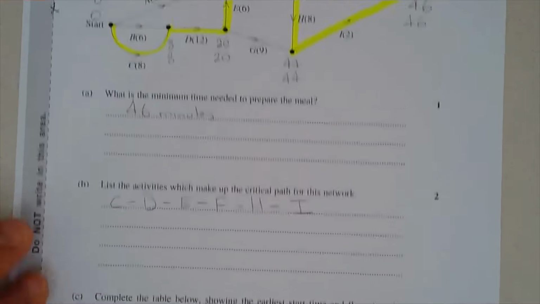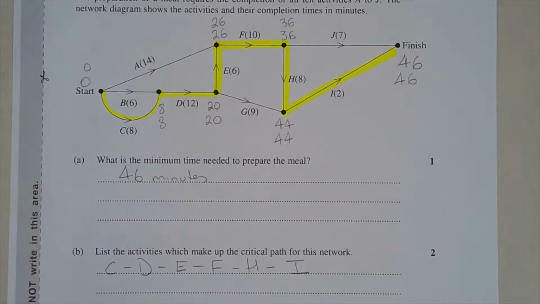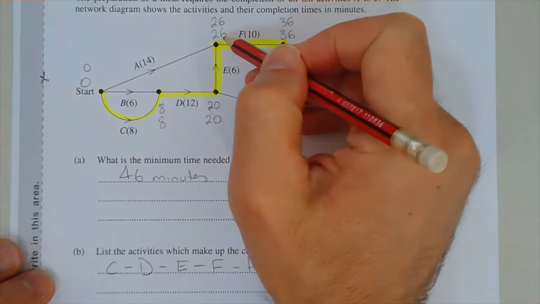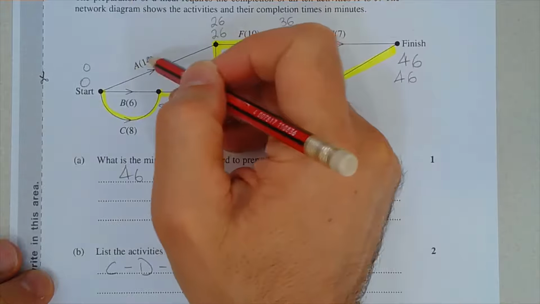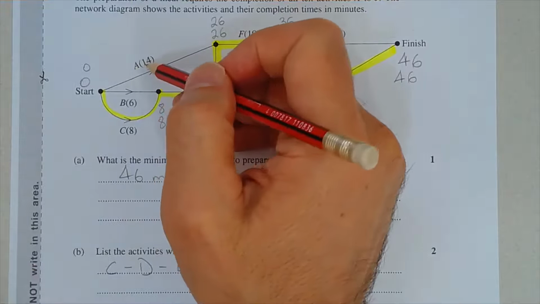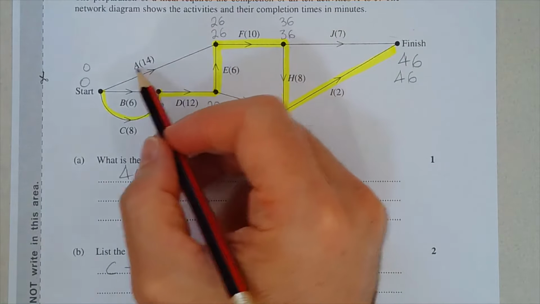Okay. Now, the float time, the way I work it out, and there's multiple ways of doing it, but I take the latest start time minus the activity time of the particular activity we're looking at. So the latest start time of the activity following the activity that we want.